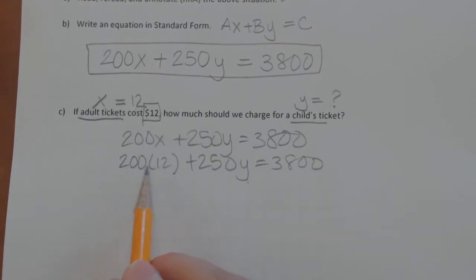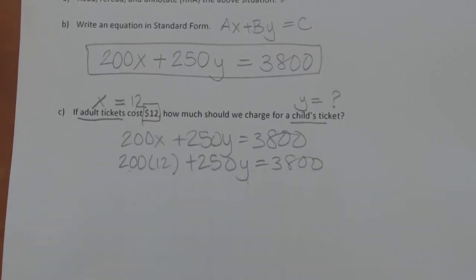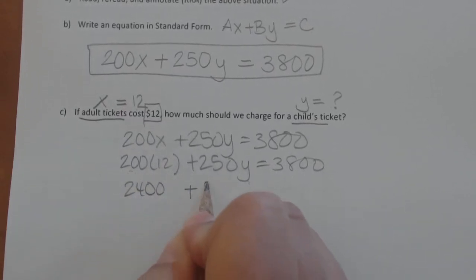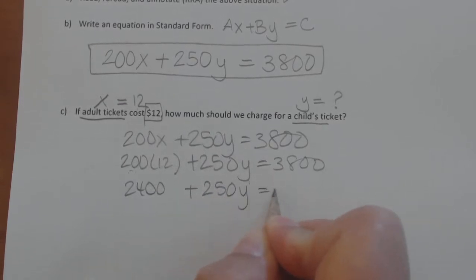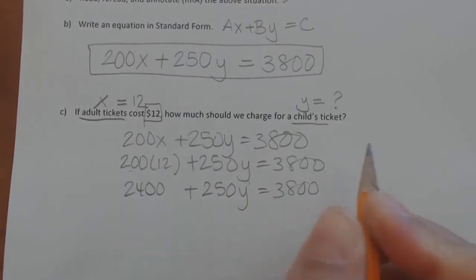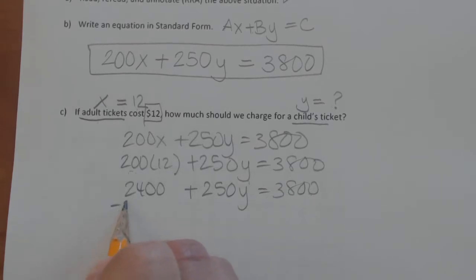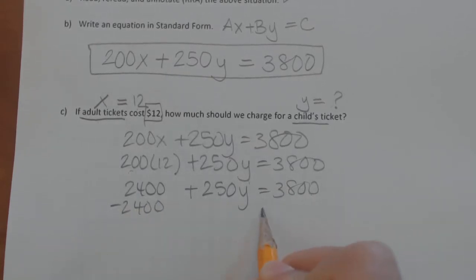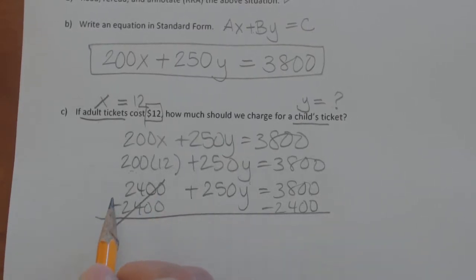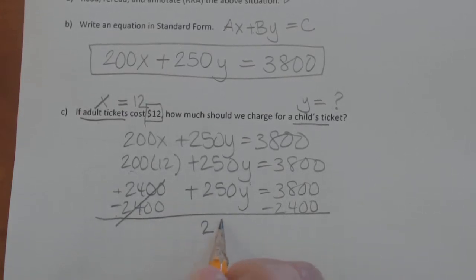First, we need to multiply these two numbers. So we're going to do 200 times 12. That's going to give us 2,400. I'm going to rewrite everything. Now this is 3,800. I need to move my 2,400 over, so I'm going to subtract it, doing my inverse operation. Originally it was positive here, so I'm going to subtract it and subtract it. Cancels it out. Rewrite my 250y.